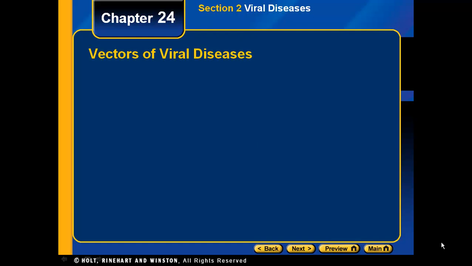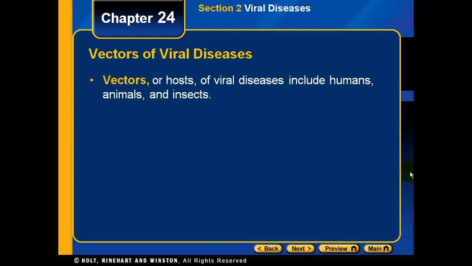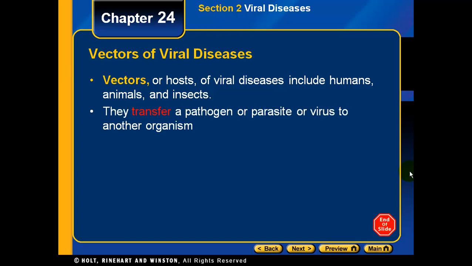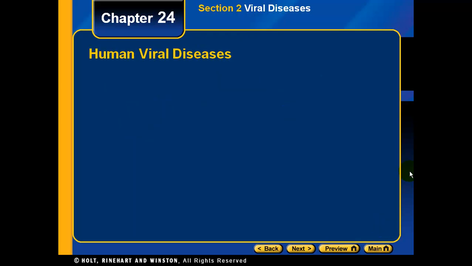Okay, this is the second part of Chapter 24 for STEM Biology on viruses. First thing we're going to talk about is vectors. Vectors are the name of the host of viral diseases. Vectors can be humans, animals, and insects. What vectors do is they transfer a pathogen or a parasite or a virus to another organism.